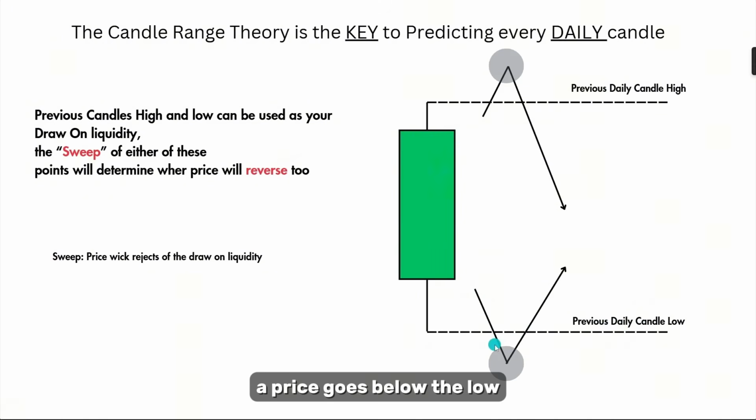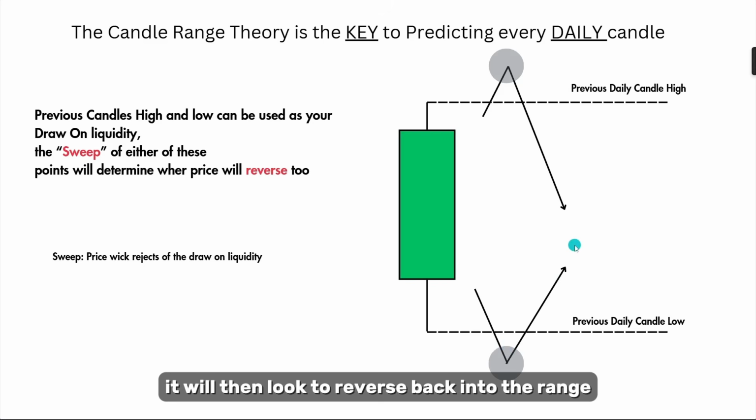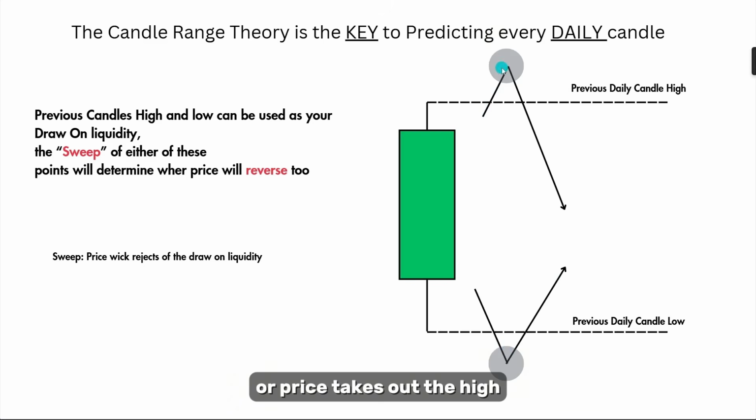If price goes below the low, it will then look to reverse back into the range, or if price takes out the high, it will then look to reverse back down towards the lows.